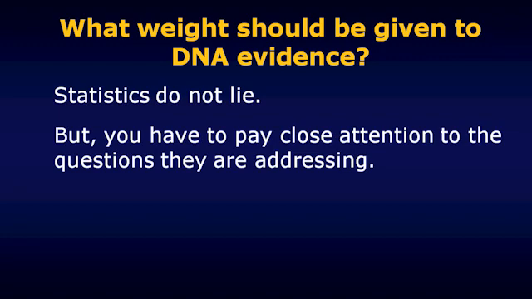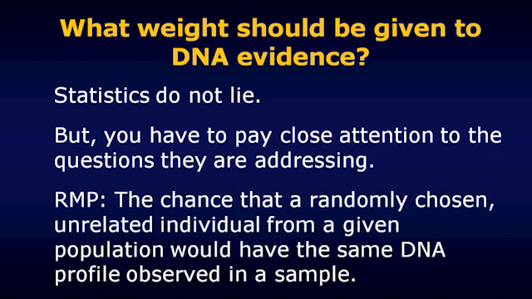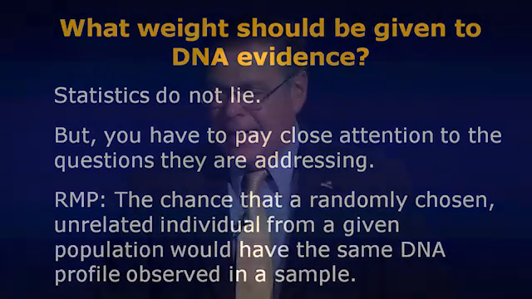Well, right now we're talking about what's the chance that a randomly chosen, unrelated person might happen to have the same DNA profile that we find associated with an evidence sample. In a nutshell, that particular question is known in forensic DNA profiling circles as the random match probability, or often abbreviated just RMP. And again, I have on that slide the specific language associated with the random match probability. It's the chance that a randomly chosen, unrelated person, from a given population, might have the same DNA profile we see in an evidence sample.